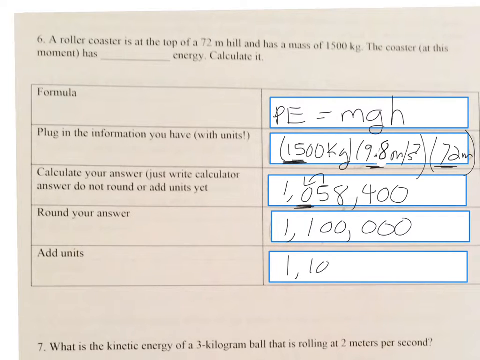And again, that's joules. So even more powerful than our bell was. Definitely don't want this roller coaster hitting us. Even though it's not moving yet, it has a lot of potential for energy when it starts to move. Okay, let's take a look at the next one.